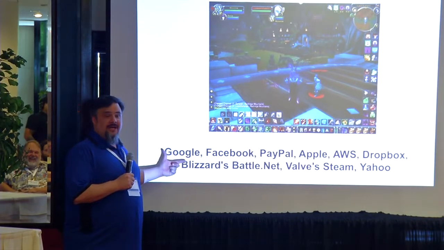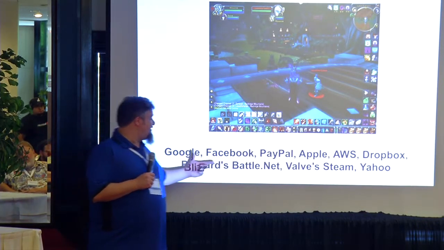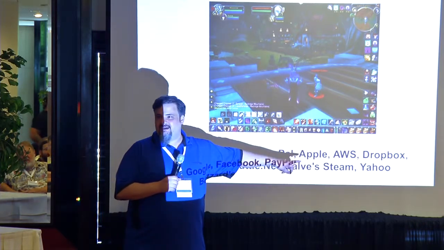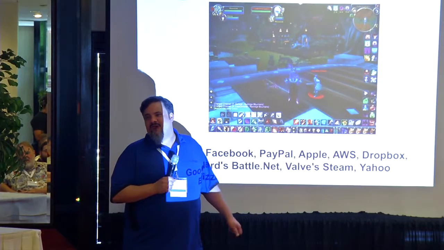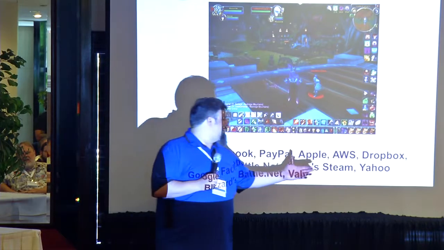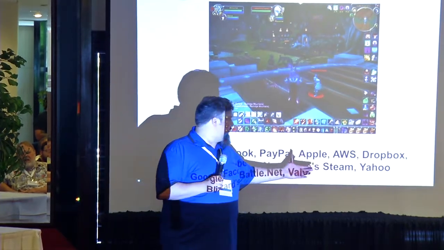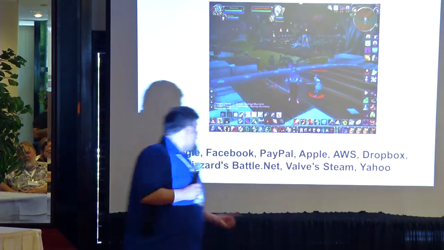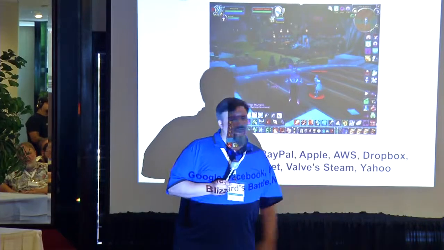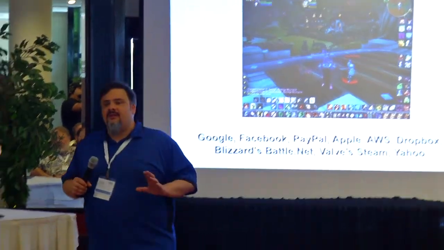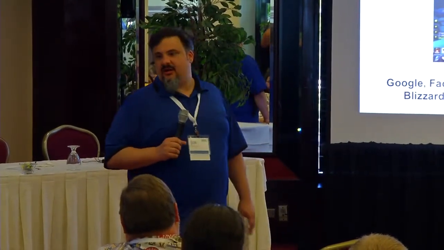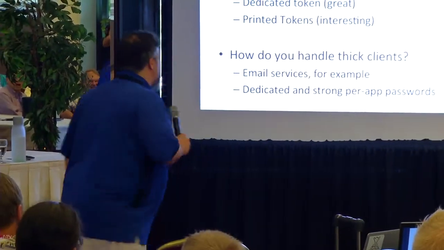So we have Google. Google's offered multi-factor for a couple years. Facebook offers multi-factor. PayPal, Apple. We saw a Wired magazine editor had his whole iCloud account popped and all his devices remote wiped. Apple offers multi-factor. Amazon Cloud. Dropbox leverages Google. Blizzard's offered it for 4.5 years. The Steam Network, Yahoo offers it. We have seen in the industry that it's possible to roll out multi-factor to millions of users in a relatively cost-effective way. So, here are some basic considerations for MFA.